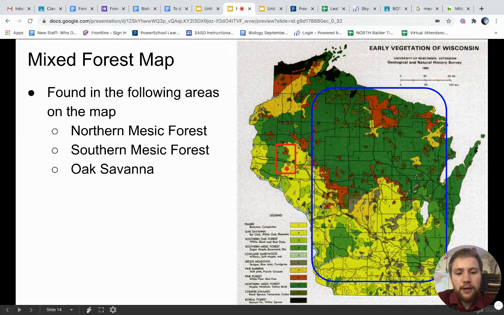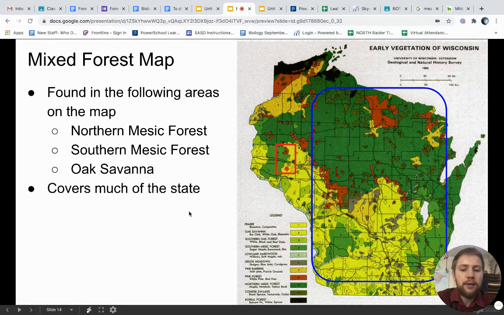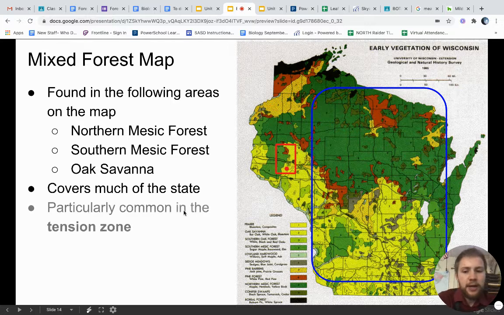Oak savanna could also be put in there. Mixed forest, so oak savanna are more open areas, similar to prairies, but they've got these large stands of oak that are spread out pretty far apart. So we might even rope that in. It covers much of the state. However, it's particularly common, this mixed forest, in what we call the tension zone.